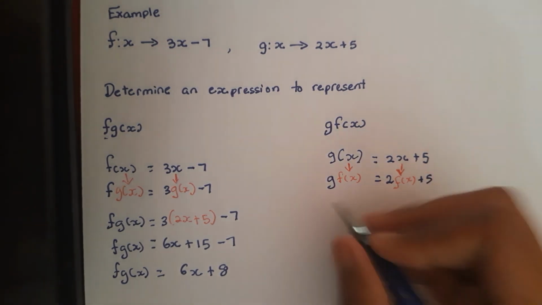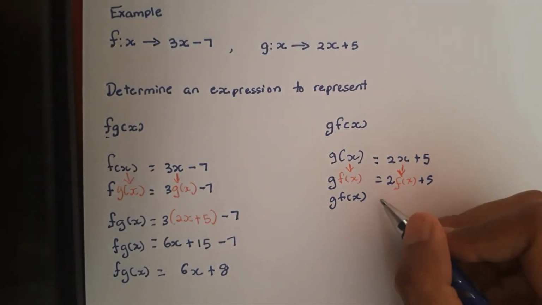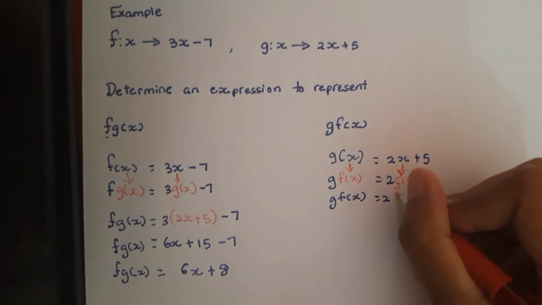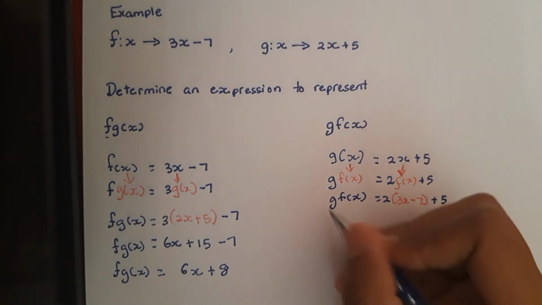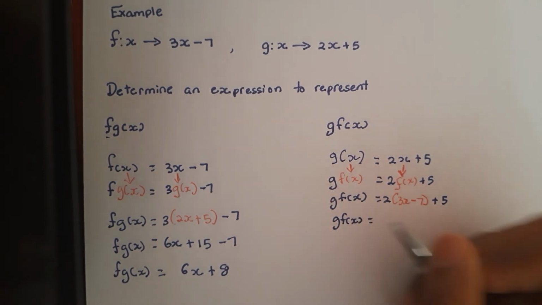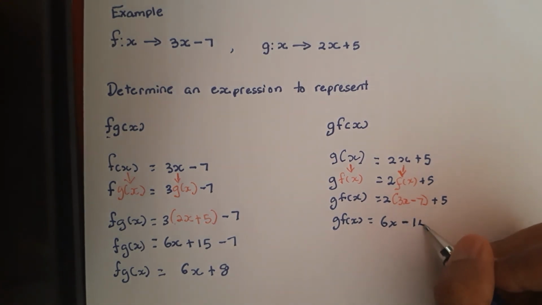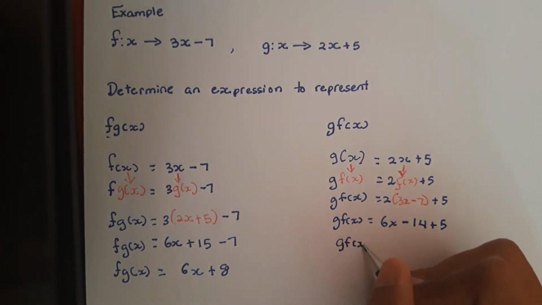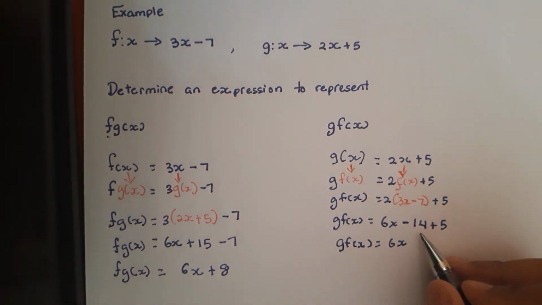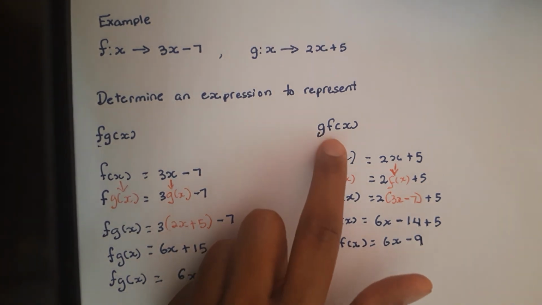And f of x, of course, represents the entire expression 3x subtract 7. So that's 2 by 3x subtract 7. Don't forget the plus 5. So gf of x becomes 2 by 3x, that's 6x, 2 by 7, but it's negative 7, so that's negative 14, and then we have to add 5. gf of x simplifies to be 6x, and plug in negative 14 plus 5 into your calculator, you'd get 6x subtract 9. And this function here represents a composite function, gf of x.